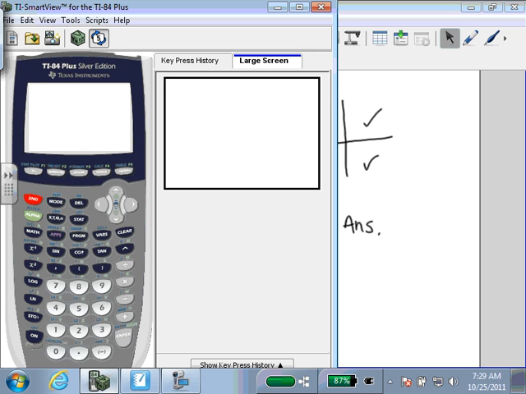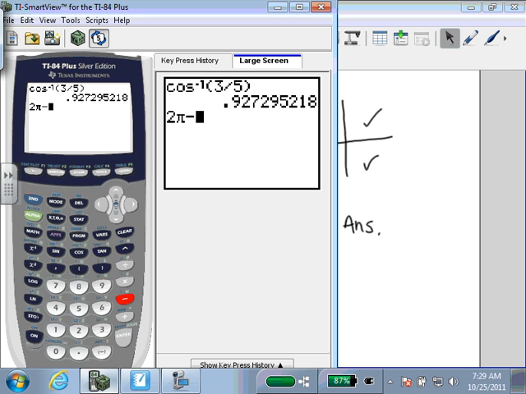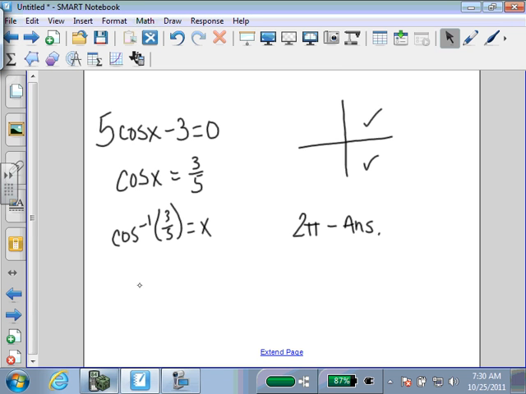So inverse cosine of 3/5. Okay, so 0.927. And we also need 2 pi minus our answer. And I didn't need to store that one because I'm only going to use it once. So 5.356. So let's go write those down. Approximately 0.927 and approximately 5.356.